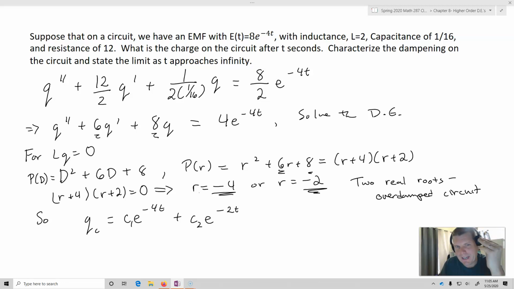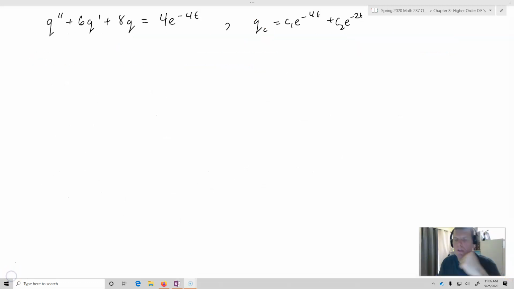And so consequently, that transient part is going to go down towards 0, right? The limit as t approaches infinity for this is just going to end up being 0. All right, now let's solve for QP. So we've got QC, let's solve for QP.